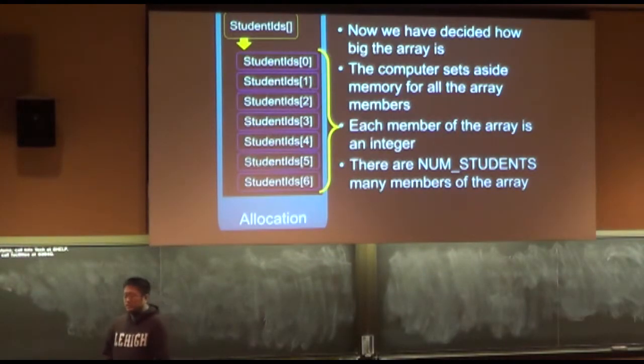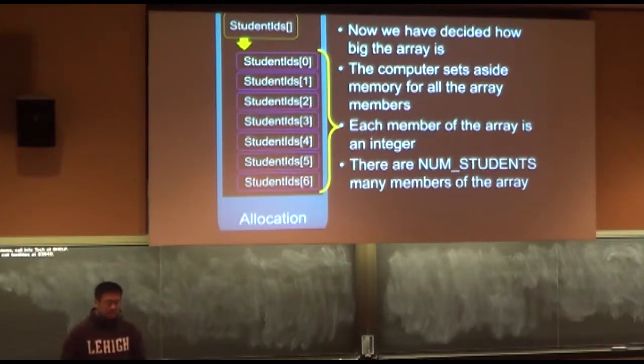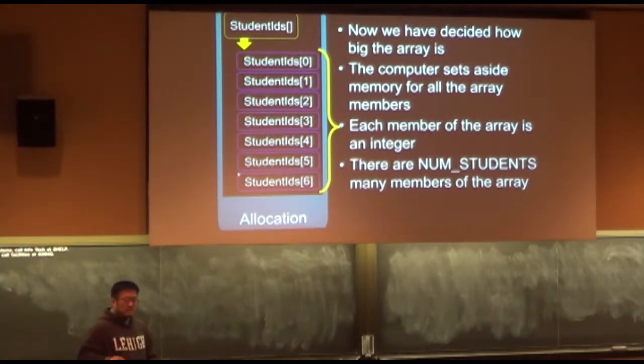Okay, so what does allocation do? Allocation, remember the previous picture that we had here. The picture that we had was just student IDs, this pointer pointing to nothing. Now we've allocated the memory for student IDs. Now we have this list of integer variables that is the meat of the array, that is actually space available for me to store 25 integers, or 5,000 integers for num students.